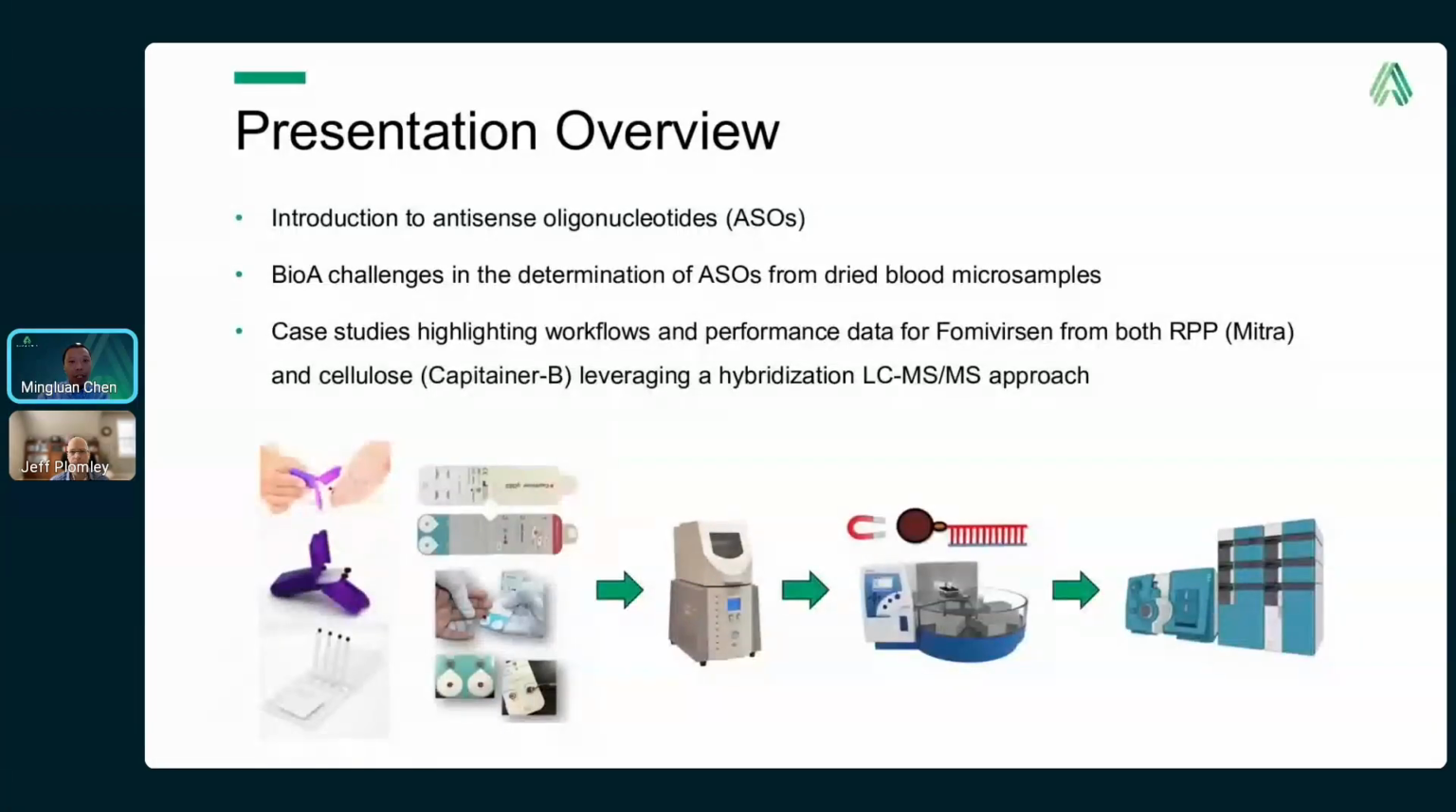In this presentation, I will start with a brief introduction to antisense oligonucleotides and the key bioanalytical challenges specific to determining the ASO from the dry blood microsamples. I will then present two case studies using the fomivirsen as a model analyte, highlighting the workflows and the assay performance from both Mitra and the Capitainer B platforms.